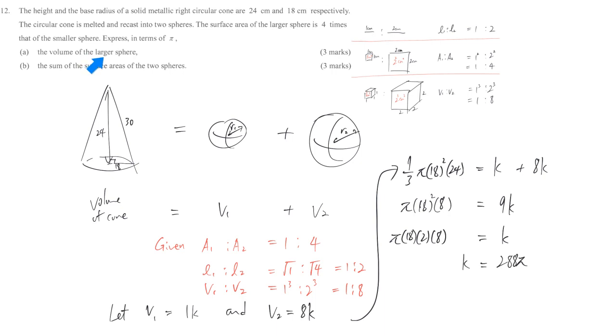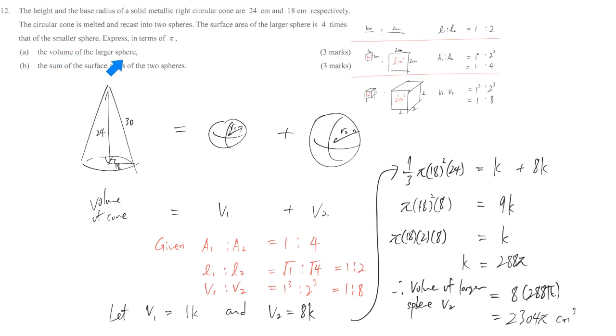Don't forget to answer the question. They're asking for the larger sphere. So they're not asking about V1, but they're asking about V2. So we have to answer V2. Volume of larger sphere V2 is equal to 8 times of K, 8's proportion. It should be 2304 pi cm cube.